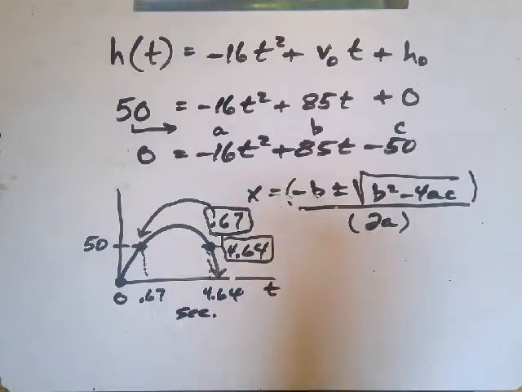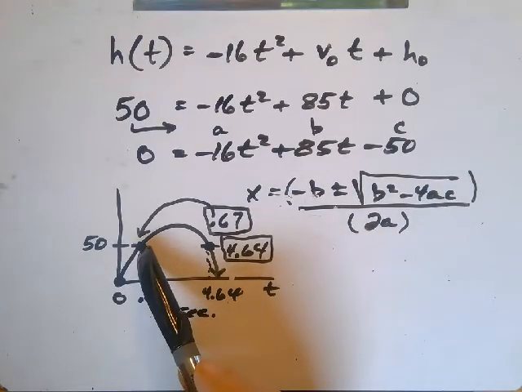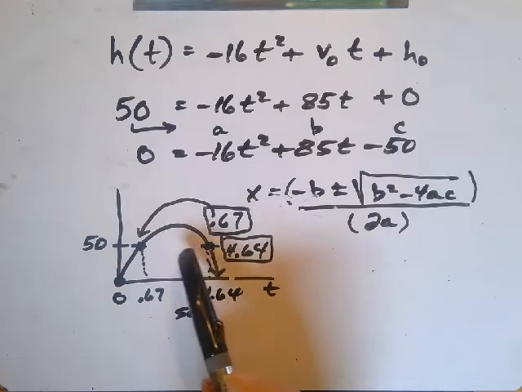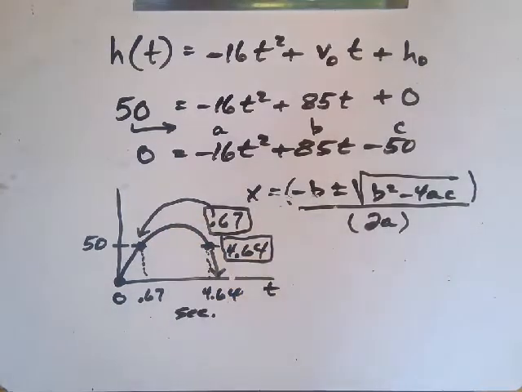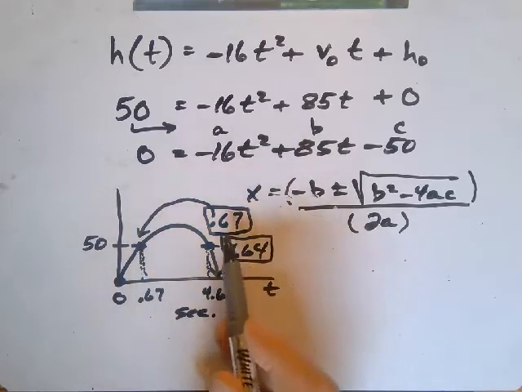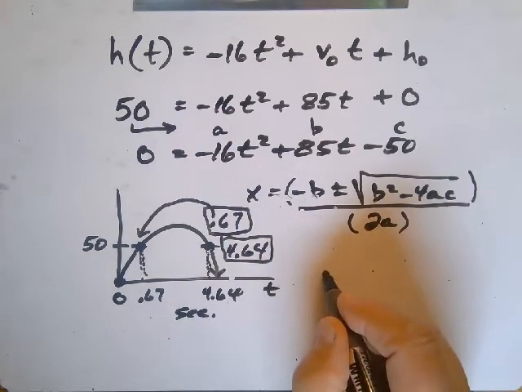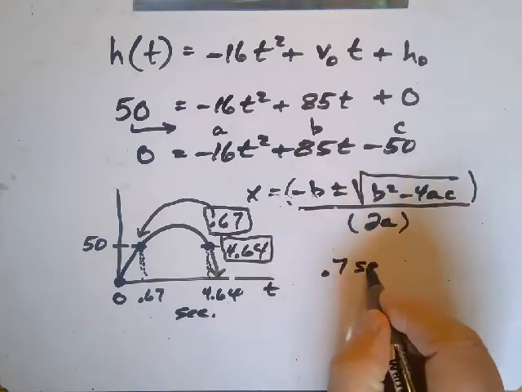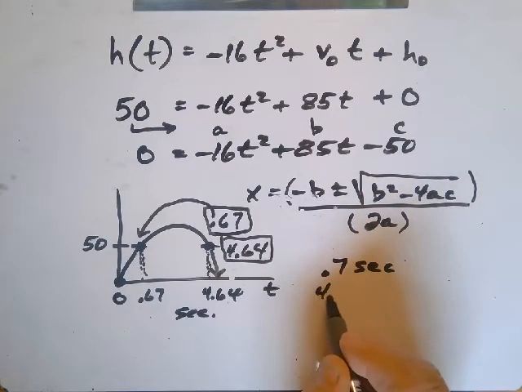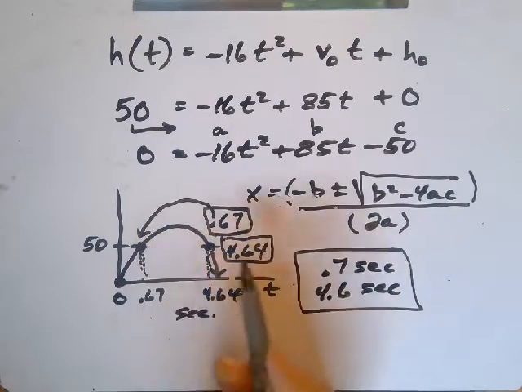So you'll see that we did get two answers. The one positive one ended up over here and the negative one ended up over here. It does not necessarily mean that the positive one's going to be to the right more. In this case it wasn't. So there are your two answers. So when it asks the question, at what time will the object be at a height of 50 feet, there's our two answers. At about 0.7 seconds, I'm rounding here, and about 4.6 seconds. So those are the times at which that object will be at 50 feet.